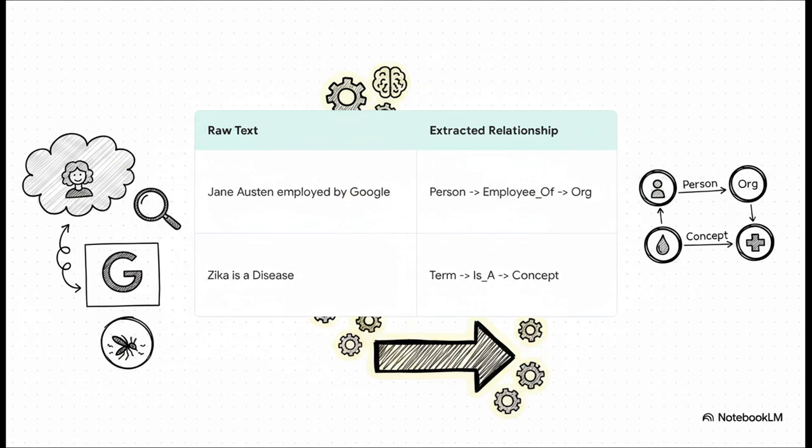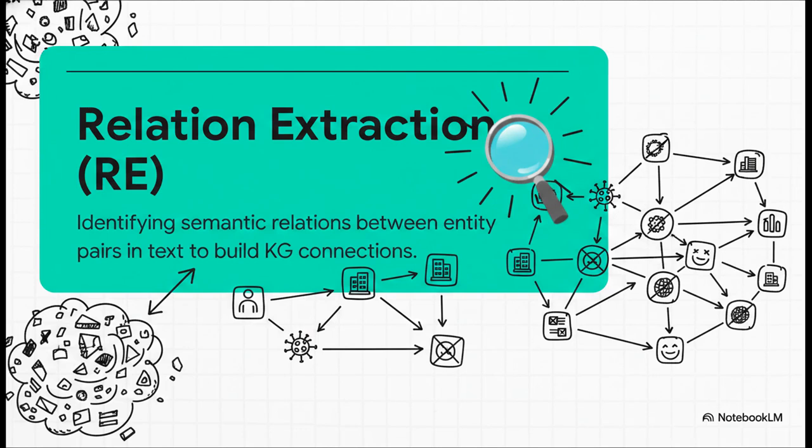Or if we're in a biomedical context using a domain ontology like SNOMED, the LLM recognizes Zika and officially maps it as a disease. This specific step is called relation extraction. It fundamentally transforms your raw text into structured data. Think about it. You're no longer just doing a simple keyword search. You are capturing the actual real-world semantic relatedness between a person and an organization, or a virus and a medical symptom. This step right here, this is the absolute bedrock of your entire knowledge graph.